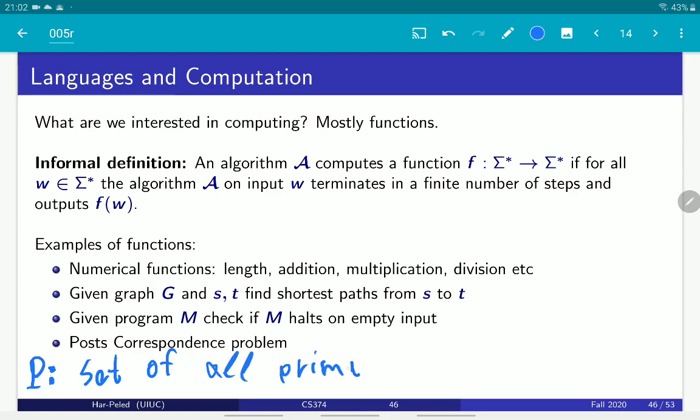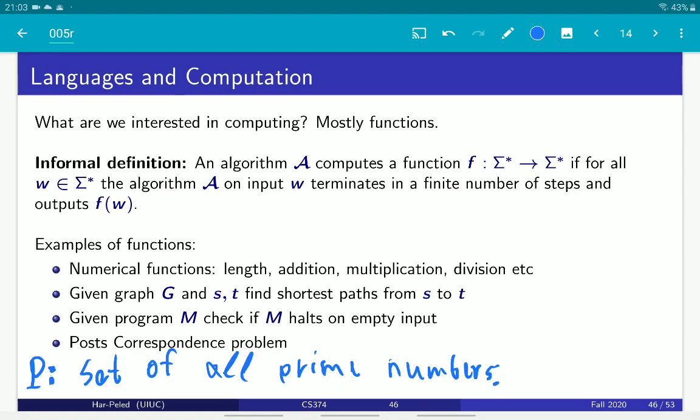And what I mean by the set of all prime numbers: think about every prime number written down as a string, in base 10 or base 2, it doesn't really matter. Now given a number, if I want to decide whether it's prime or not, I can ask, is this string in P? Does it belong to the language P? If it belongs to the language P, then it's prime, and vice versa.